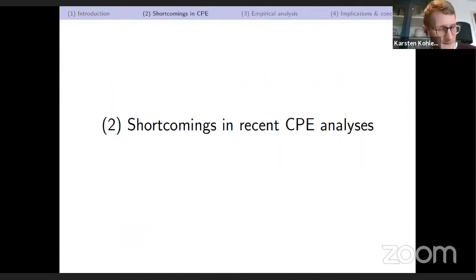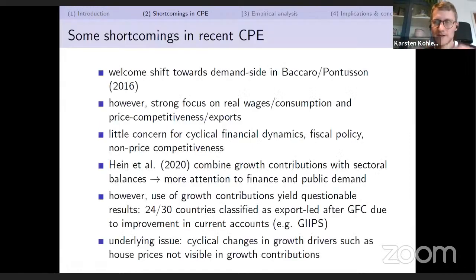Okay, let me start by making a couple of points on where we see shortcomings in some of the recent comparative political economy analysis and how we aim to contribute with our empirical analysis. As I said before, there has been this welcome shift within comparative political economy towards more demand-side oriented analyses, particularly in the contribution by Baccaro and Pontusson. However, in this literature, there's still a relatively narrow focus on real wages on the one hand, and sometimes debt as well as drivers of consumption demand, and on price competitiveness as a driver of export demand.